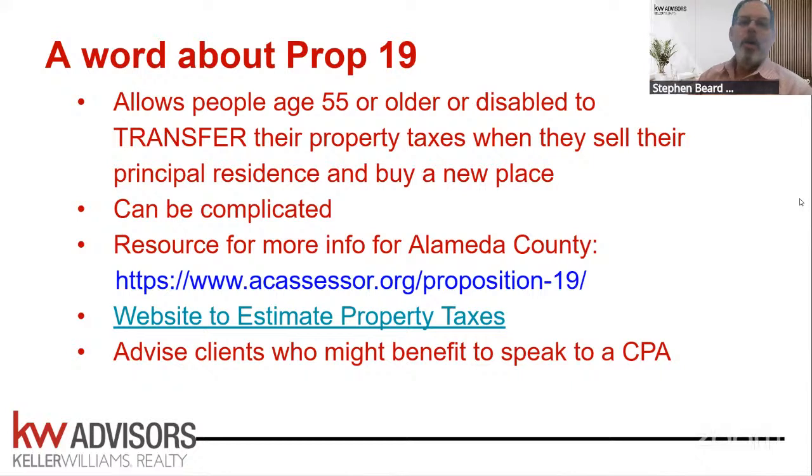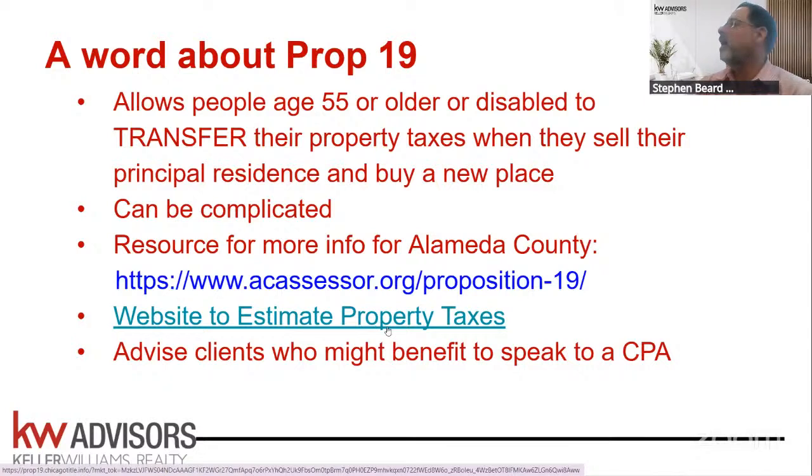Possibly. Now, you are not to start figuring out how much the savings is, because it gets very complicated. Like most laws, there are a lot of ifs and ands and question marks about how you calculate it and who is eligible. So what I put in the presentation is a link to Prop 19 for Alameda County, but you can look at the link for your own county. There's a website offered by Chicago Title to estimate property taxes, and that might be helpful.